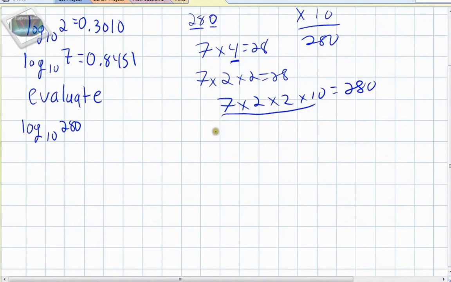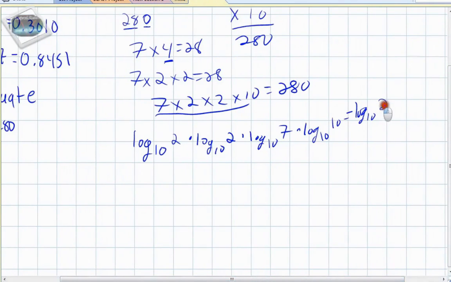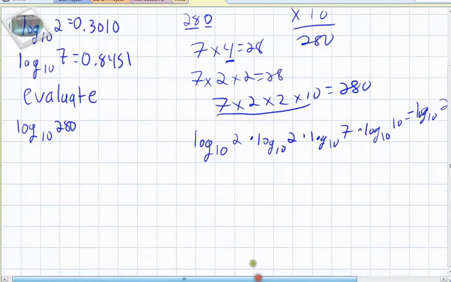We can now say that you can have the log base 10 of 2 times the log base 10 of 2 times the log base 10 of 7 times the log base 10 of 10 will give us the log base 10 of 280. Okay, so we know what each one of these are, and we can figure out this one fairly simply. So the log base 10 of 10, okay, so 10 to the what power gives us 10? 1, okay? 10 to the 1 equals 10. So there's that part. These two other numbers were given to us.